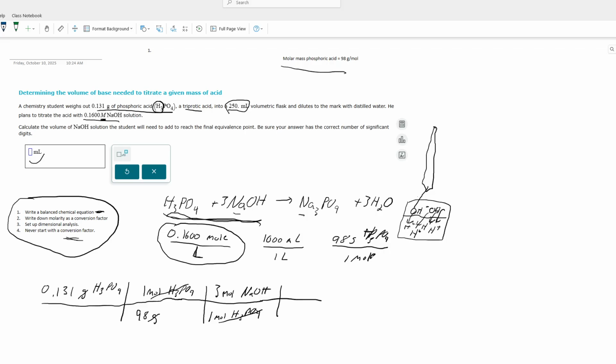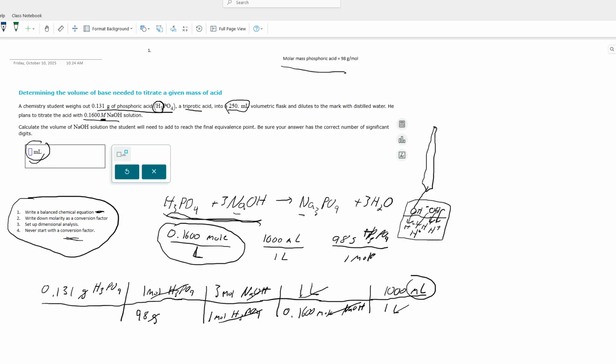This is my molarity. I know that there are 0.1600 moles of sodium hydroxide in 1 liter of that solution. And then finally, it doesn't want the answer in liters, it wants it in milliliters. And so I also know that in 1 liter, there are 1,000 milliliters. And then my liters will cancel out. My moles of sodium hydroxide will cancel out. And the only thing that's left is milliliters of the sodium hydroxide solution.